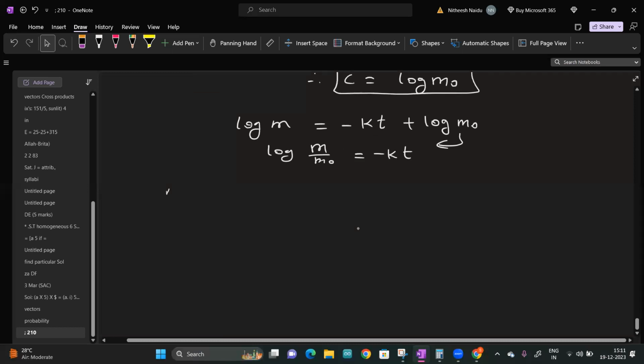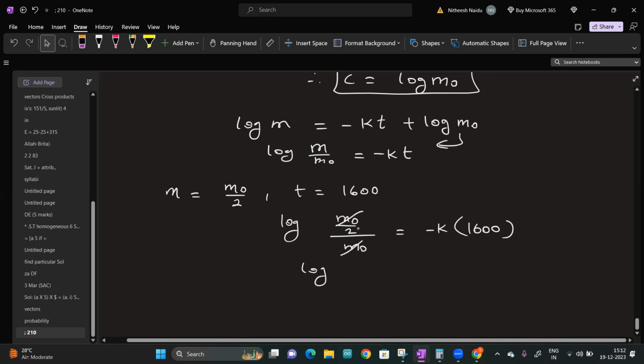So now what is M? M is half of the part gone, and it took 1600 years for this decay of the mass. So log of M, which is M naught by 2, divided by M naught, is equal to minus K into 1600 years. M naught gets cancelled. Log 1 by 2 is equal to minus K into 1600. So you can write log 1 minus log 2 is equal to minus K into 1600.